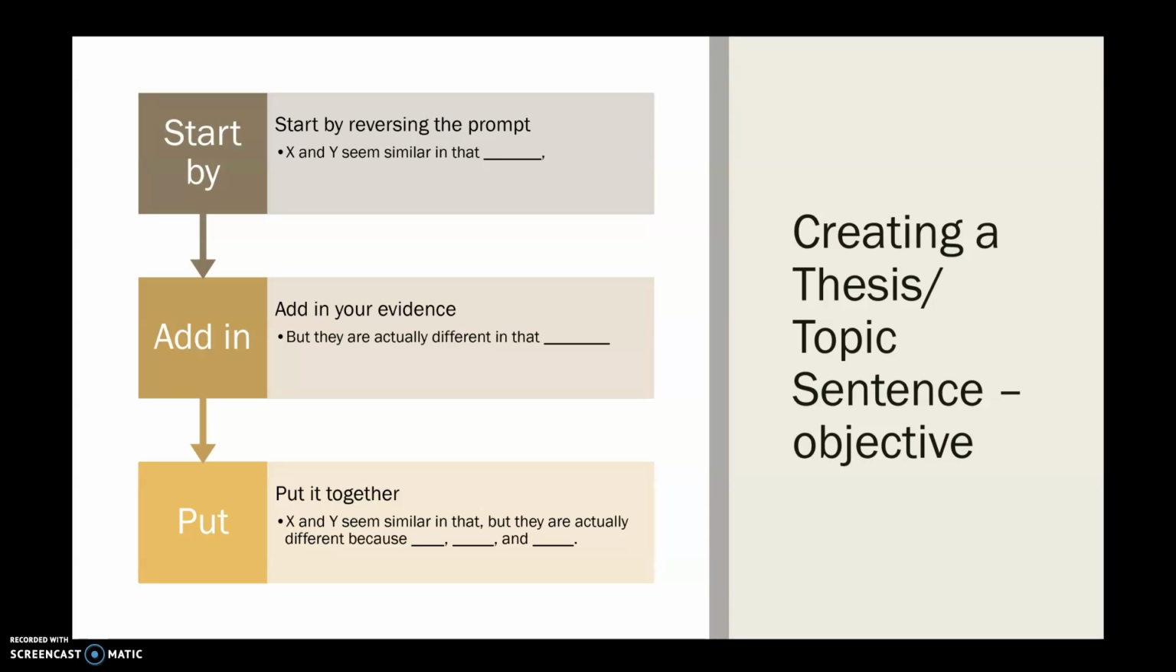So to create a topic sentence in a compare-contrast paragraph, or a thesis statement in a compare-contrast essay, you want to start by reversing the prompt. So X and Y, which would be the two things you're being asked to compare, seem similar in that, and then you can add in your evidence, but they are actually different because, and then explain that. Explain what three things are different because, A, B, and C. In a compare-contrast, you really do want to follow this format. You want to make sure you have these three blanks that you fill in. They'll really help to guide you, and they'll make writing a thesis when we get to that part in a few weeks a lot easier.